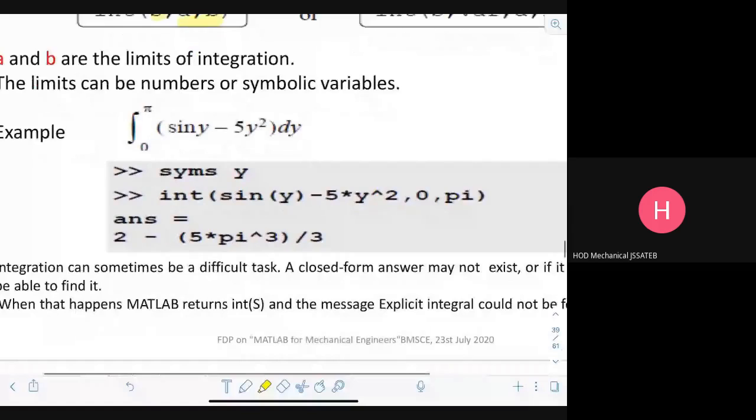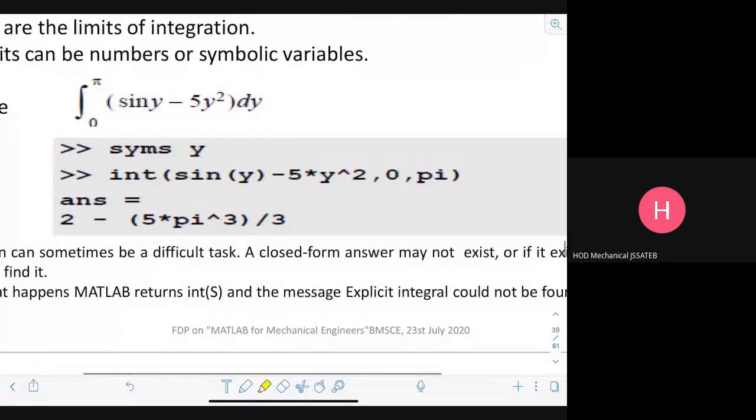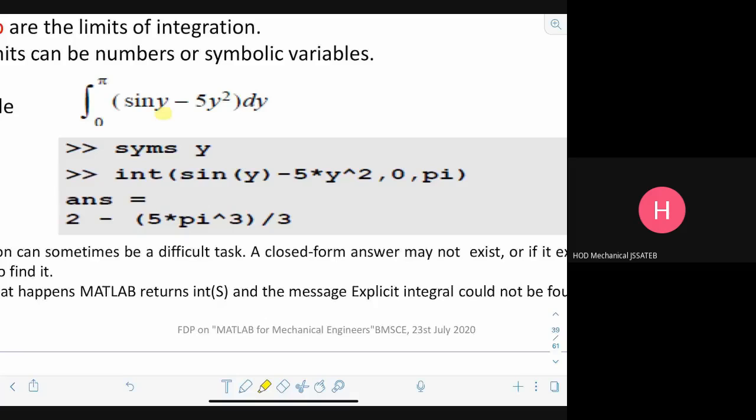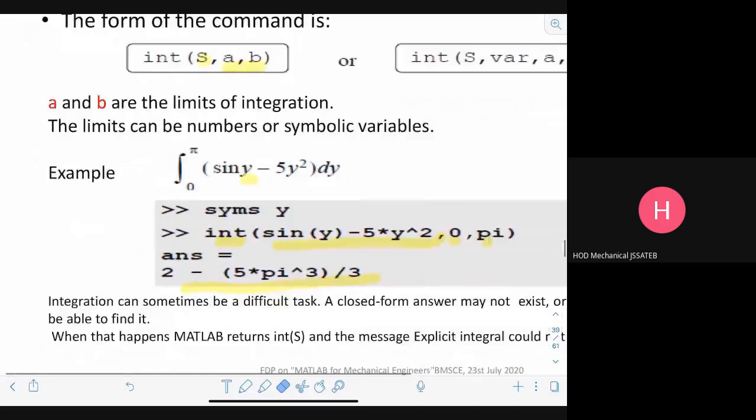When you say integrate sine y minus 5y squared dy from 0 to pi, you just need to never forget to define y as a symbolic variable, and then define int of this particular expression, comma, space, lower limit and upper limit separated by comma, and you'll get the relevant answer. So that way you are able to carry out any integration with definite integration.